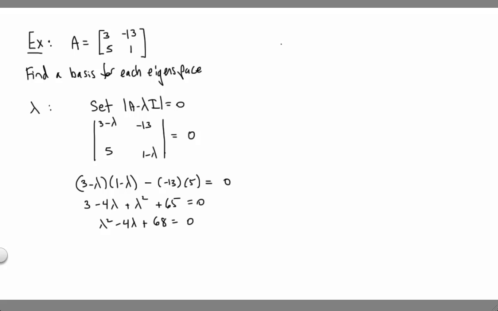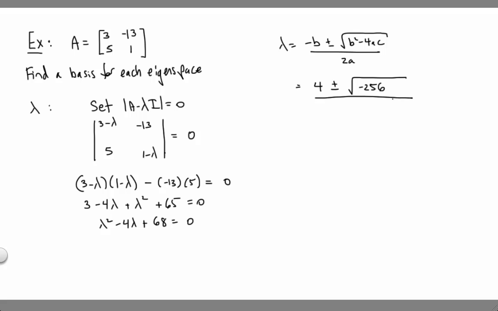So we're going to think about using the quadratic formula. We'd say lambda equals negative b plus or minus the square root of b squared minus 4ac all over 2a, and let's see what's what here. So negative b is going to become a positive 4 plus or minus square root. Under the square root, we're going to have the square of negative 4, so that's 16, minus 4 times 68 times 1. So if we work that all out, that's minus 256 under the square root. Okay, and then dividing by double the leading coefficient, which is 2.